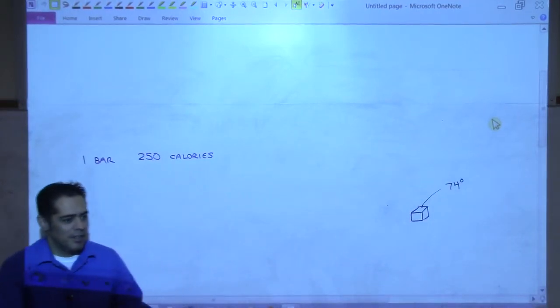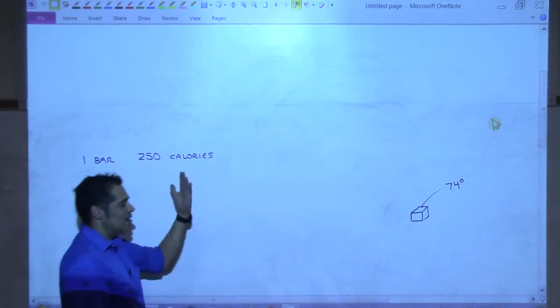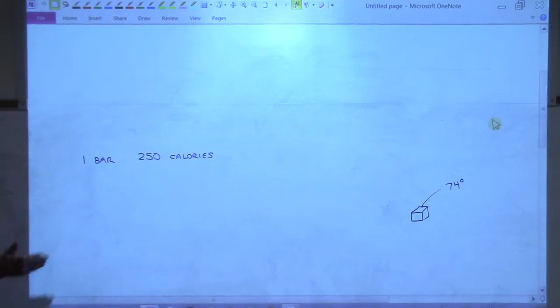I'm just telling you because that's what a calorie is, and it's heat. And heat is energy. We move, right? You move your body, you get hotter, you run, you get hot. You're burning calories. So you eat 1 bar, and it's going to put 250 calories into your body.